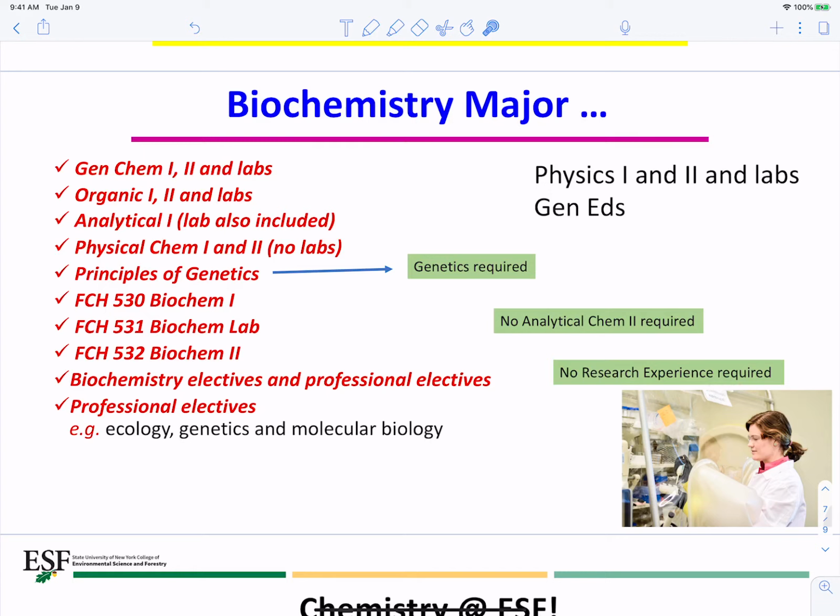So those are the major differences between biochemistry and chemistry. The biochemistry major requires genetics. It does not require analytical 2, and it does not require a research experience. So that's why typically, if you have leanings towards biochemistry, you would switch to the biochemistry major. And you can certainly contact me and we can talk about that.